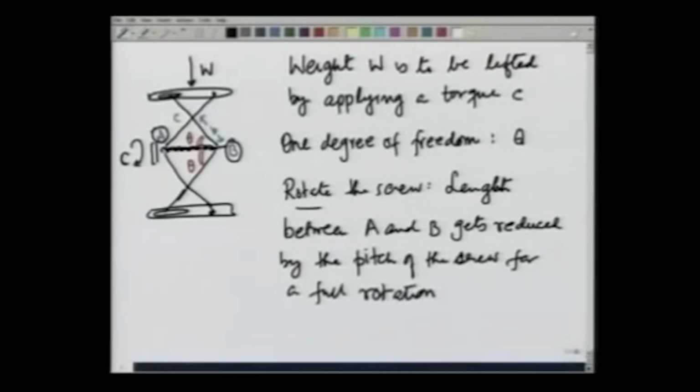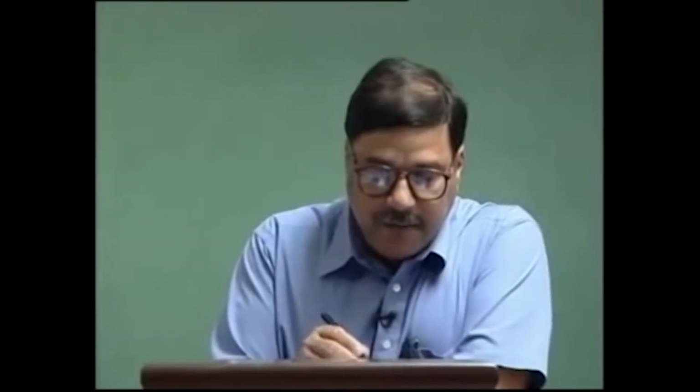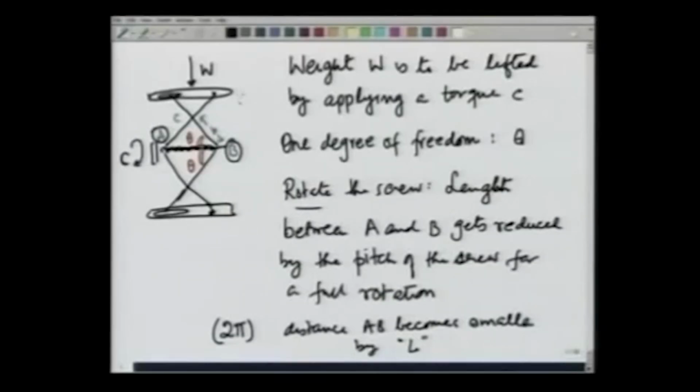So what is given when I make a full rotation, that is 2 pi rotation, the distance AB becomes smaller by L, the length L, which is the pitch of the screw. When A and B come closer, this platform gets lifted because this point gets lifted.